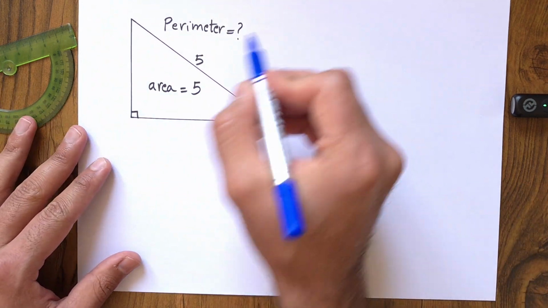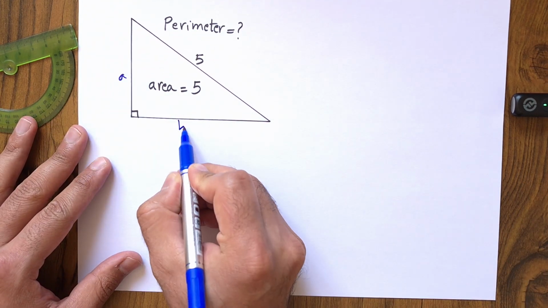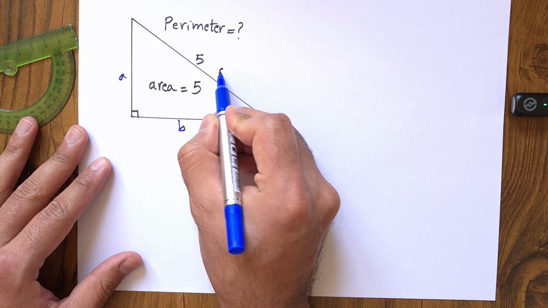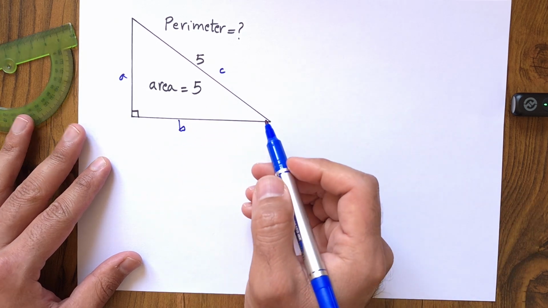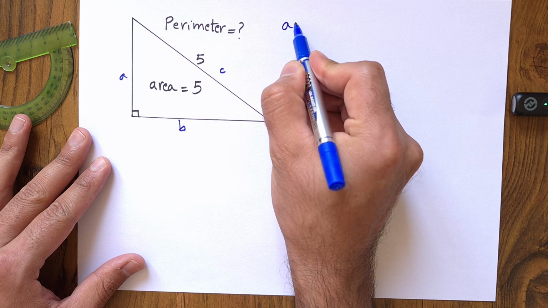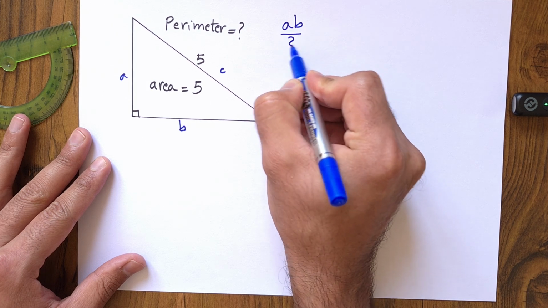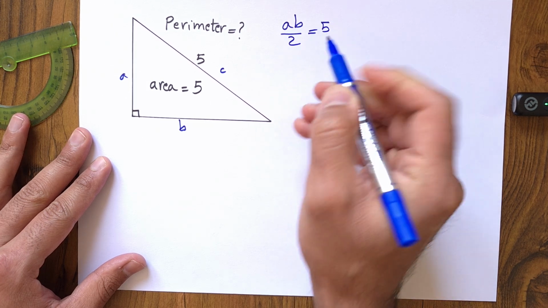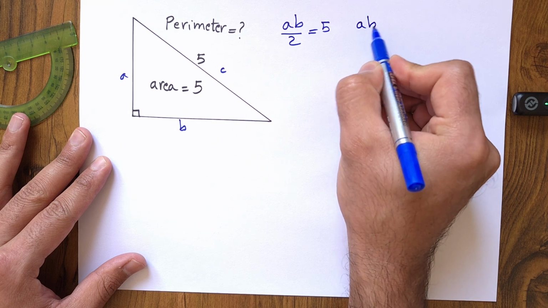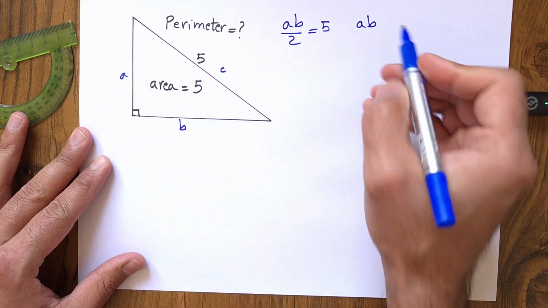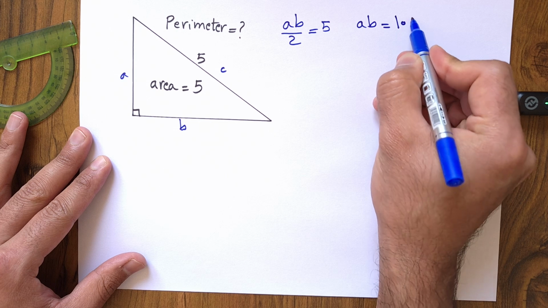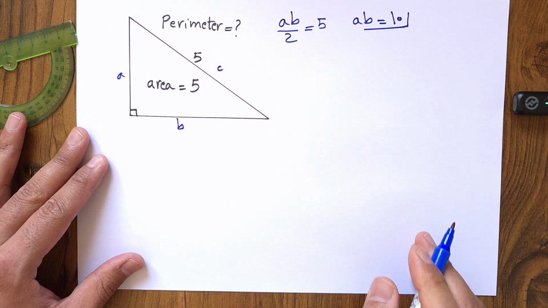So area is 5. Let's just name the sides for the sake of simplicity. So area is 5, right? So A times B over 2 equals 5. In other words, A times B, these two legs, A times B equals 10. So that's the first relationship.